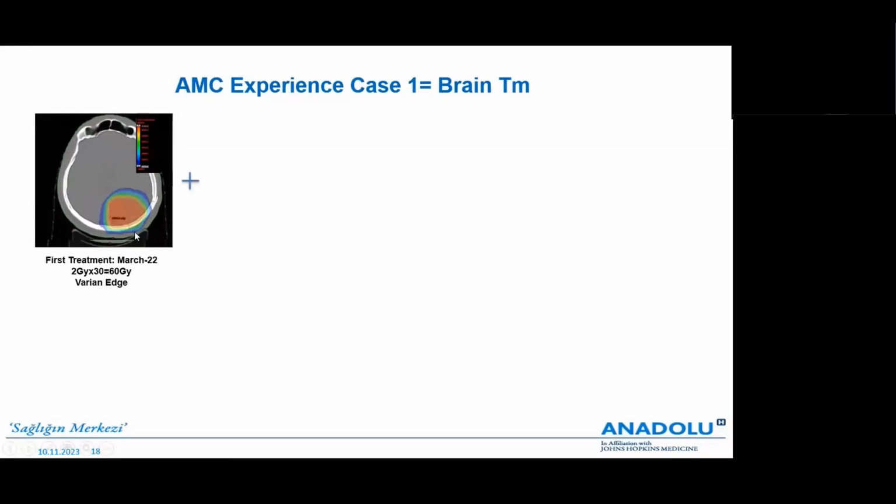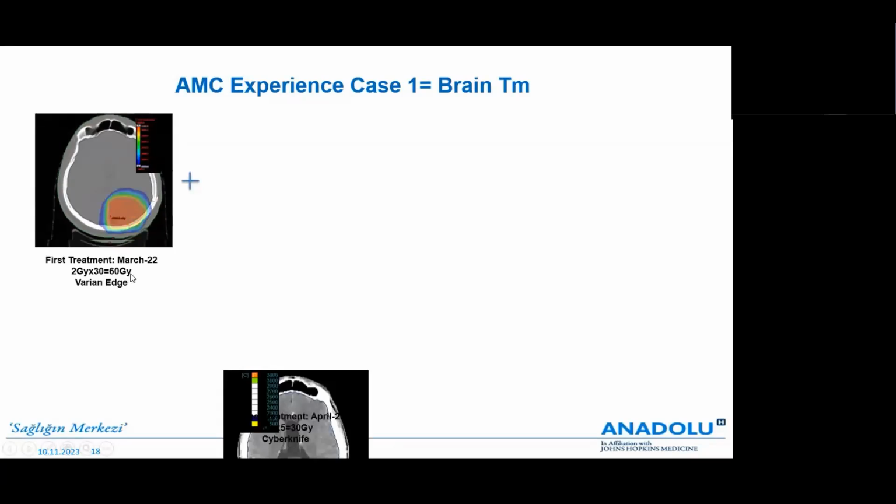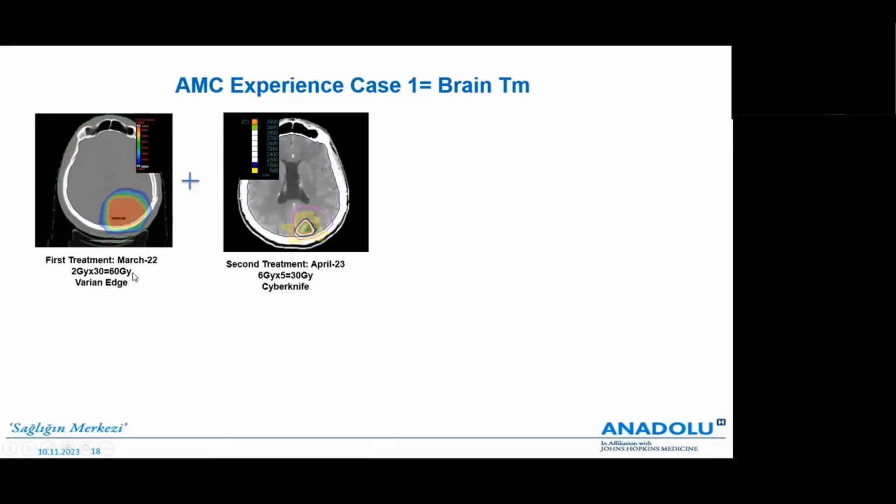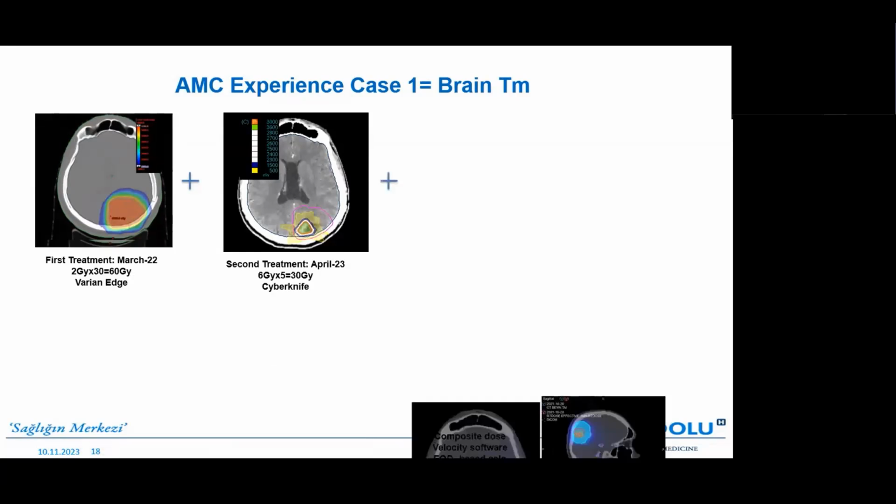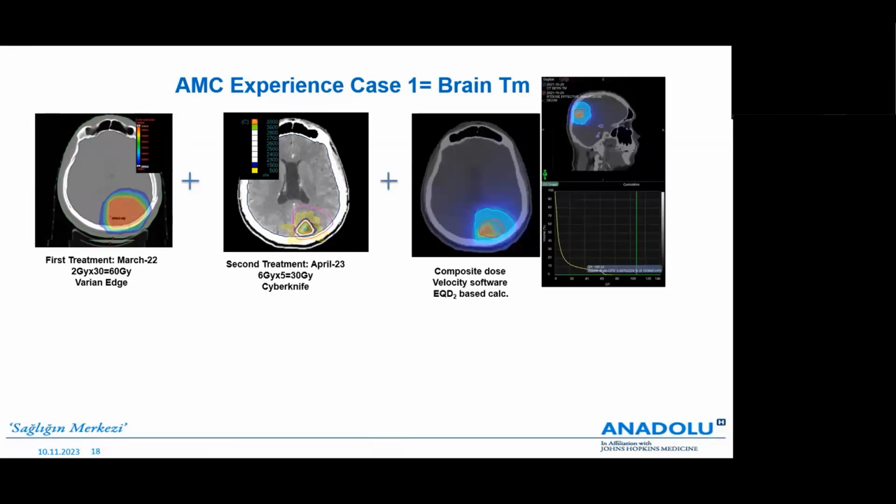As you see here, this is the low dose distribution, and then the second irradiation, just 1 year passed, and we treated this patient secondly in the same area with CyberKnife. We gave 5 times 6 gray, and then we composited this dose with Velocity. We have Velocity in our department, and Velocity calculates EQD2, and then we evaluate the dose.